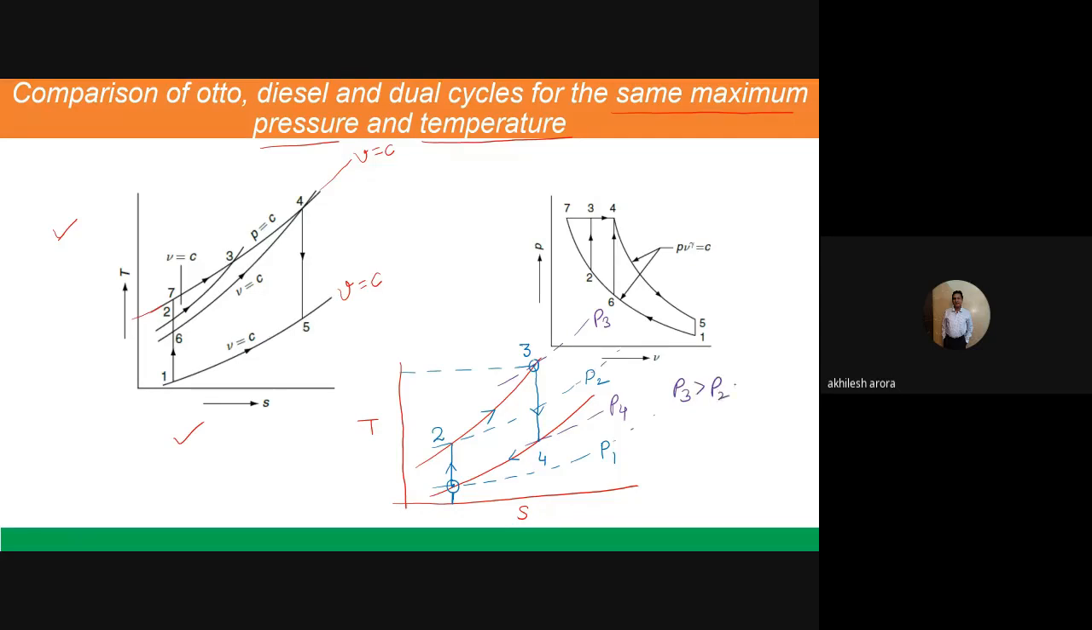Okay, now once I know the pressure at point number 3 is maximum and the temperature at point number 3 is also maximum, it means point number 3 is a sort of fixed point, because I want to compare the 3 cycles for same maximum pressure and same maximum temperature. So point 3 is fixed. Point 1 is already fixed because it is the initial starting point. So the cycle has to go between these points actually.